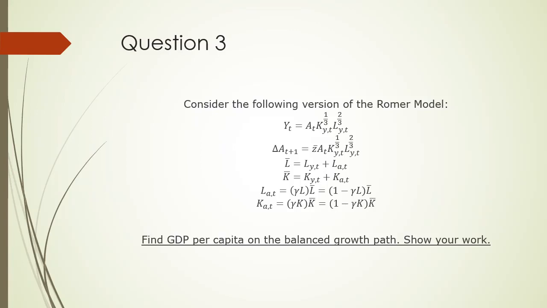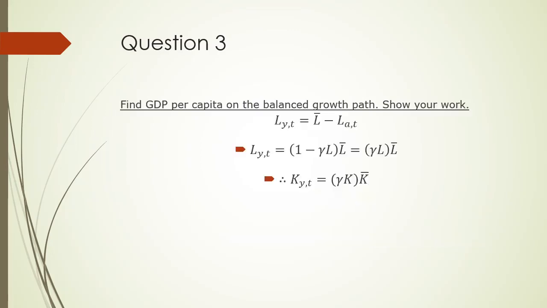Question number 3. This question involves the Romer model, and we are aiming to find the GDP per capita on the balanced growth path. Please keep in mind that this is not your normal Romer model and that we have added in the influencing impact of capital.